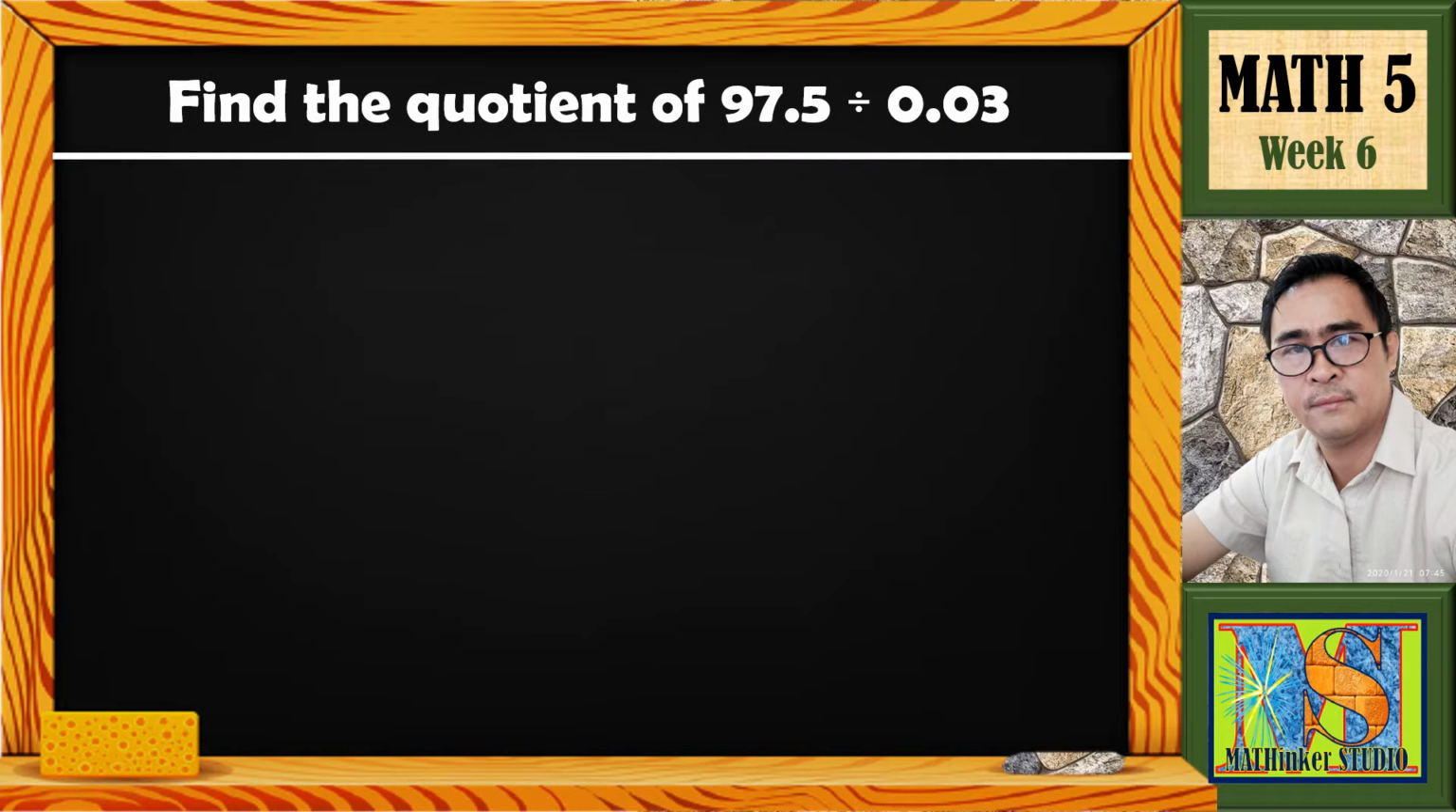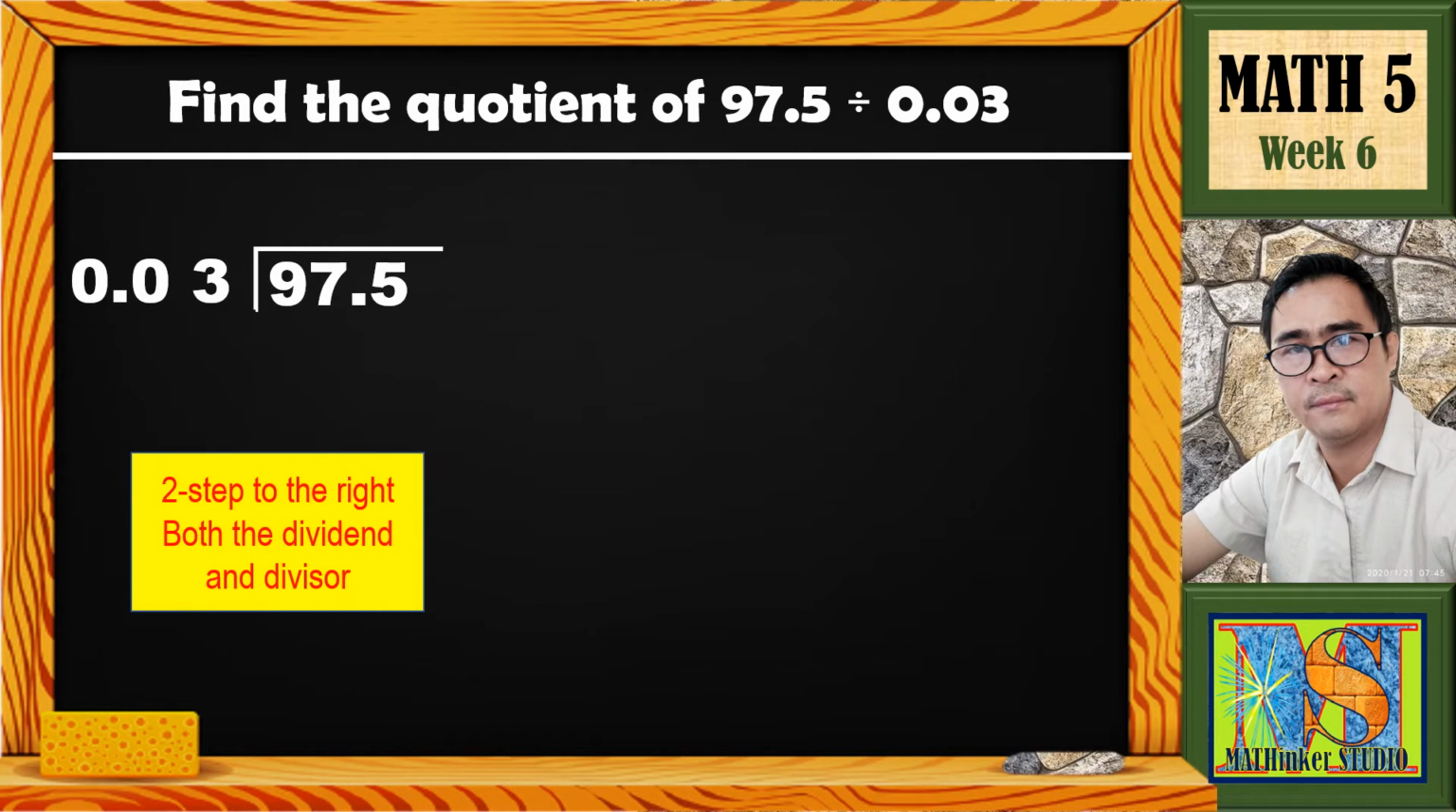Then, next example, find the quotient of 97 and 5 tenths divided by 3 hundredths. So, isulat natin ang ating division. I-move natin ang decimal point ng ating divisor ng dalawang beses para ito ay maging whole number at ang ating divisor ngayon ay 3. I-move din natin ang decimal point ng ating dividend ng dalawang beses din.